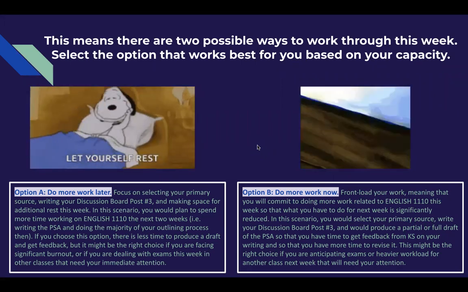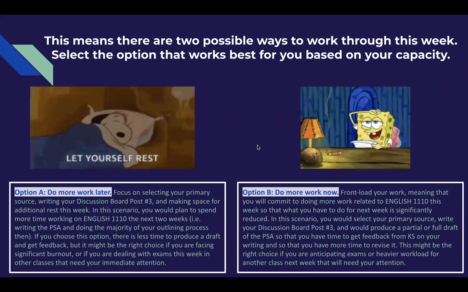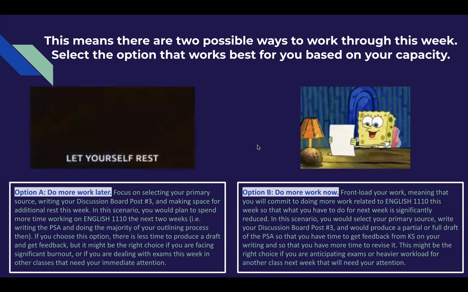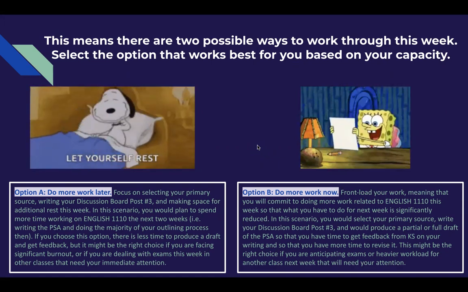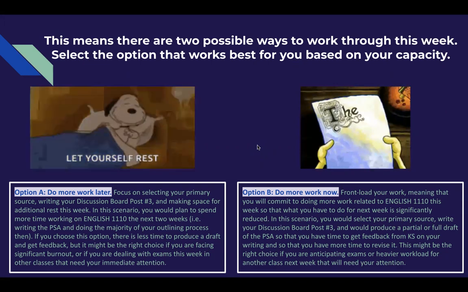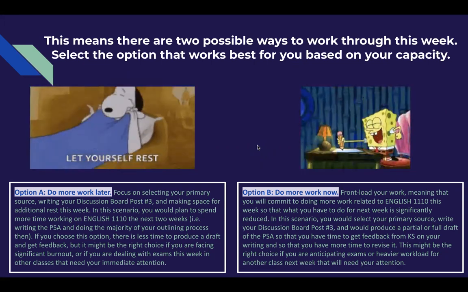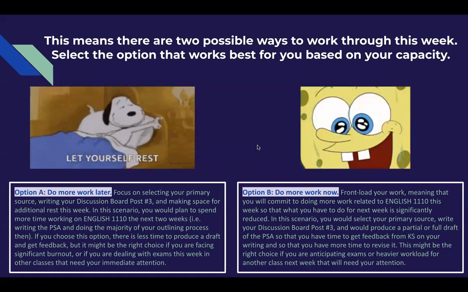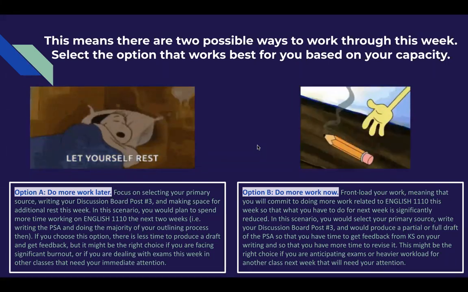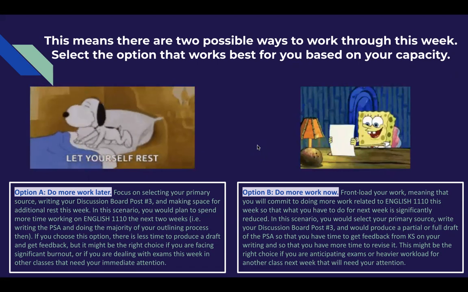Now, option A is to do more work later. In this option, you would focus on selecting your primary source, writing your discussion board post number 3, and making space for additional rest this week. In this scenario, you would plan to spend more time working on our class the next 2 weeks, that is writing the PSA and doing the majority of your outlining process then.